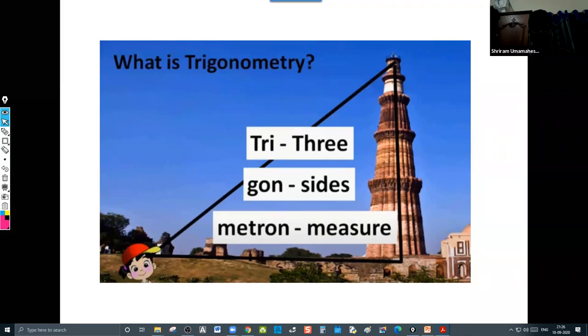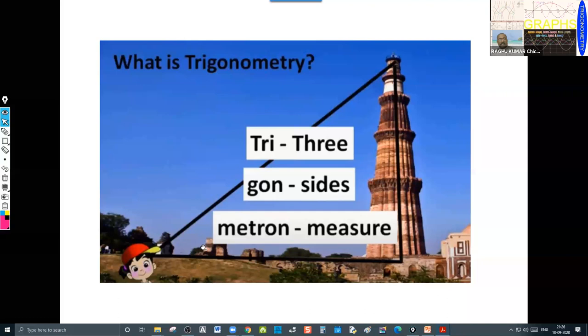Yes, sir. If you want to find the height of this tower, we can do it because we are living on the earth, so this horizontal distance can be comfortably measured. And this is the hypotenuse. We use an instrument called a goniometer.